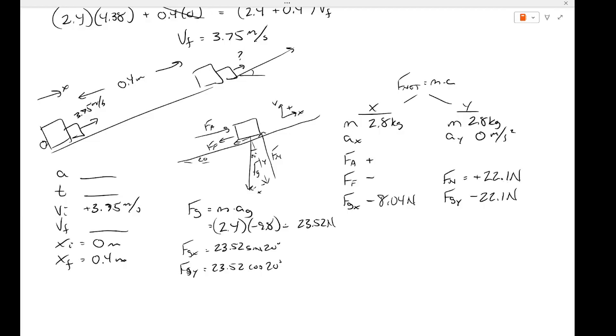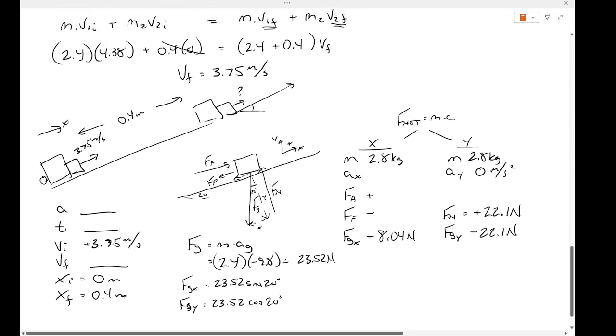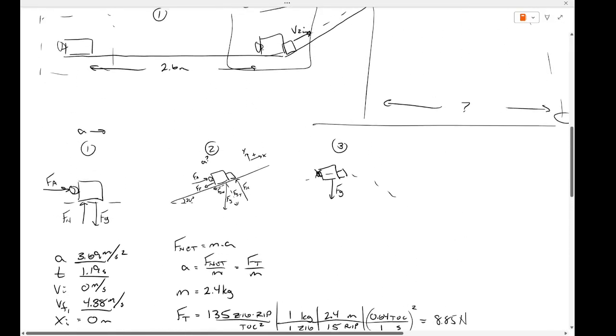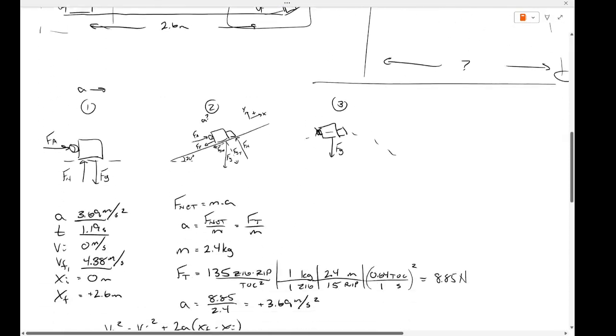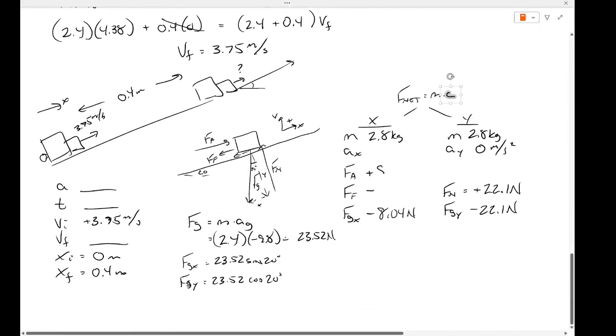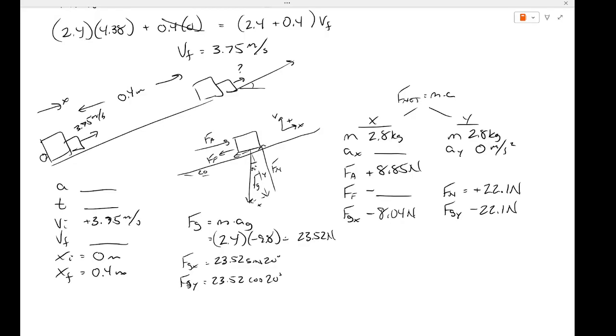And we're still missing 2 pieces. Well, actually, we know the applied force of the engine. That hasn't changed. It's still pushing at, what was the engine force? We looked it up. Oh, 8.85 newtons. That hasn't changed. So this is 8.85 newtons. But again, we want the acceleration. We still are missing friction. Well, we got a bridge.